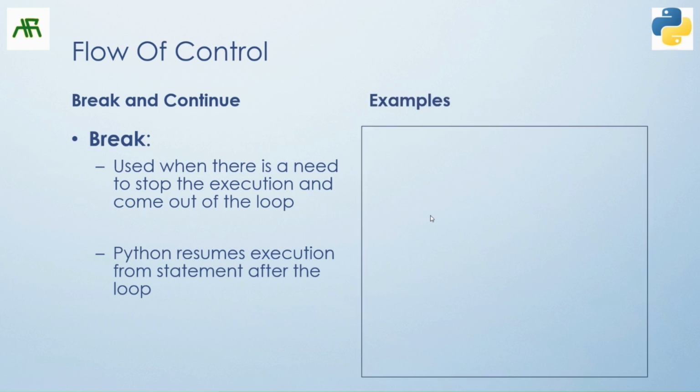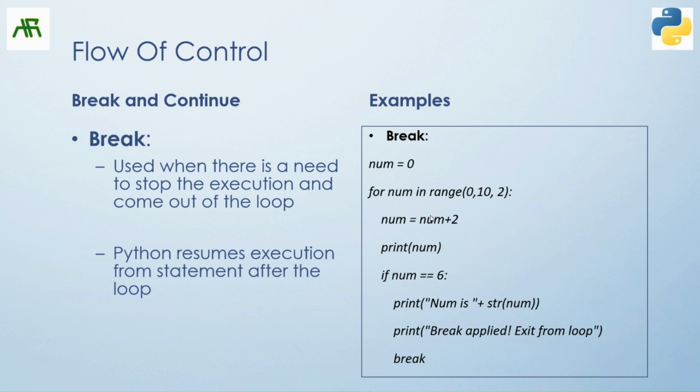Here is an example for break. I'm defining number with 0 value. For num in range 0, 10, 2, that is start value of 0, stop value of 10 with step value of 2, meaning I have a list of 0, 2, 4, 6, and 8. And I'm incrementing the number to be number plus 2. And I'm printing the current value. And when I reach number equal to 6, print number is string of num. At this point, it will be 6. Break applied, exit from loop with the break statement.